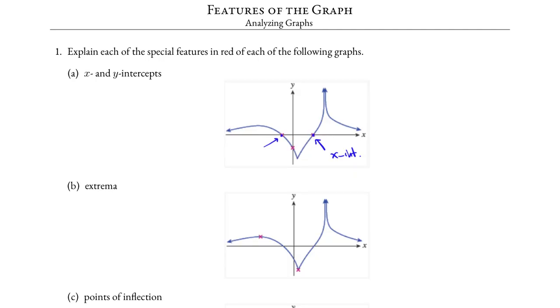It crosses the y-axis at this point, so this is called the y-intercept. And so wherever the graph crosses the horizontal axis or the x-axis, we call it the x-intercept. And if it crosses the vertical axis or the y-axis, we call it the y-intercept.